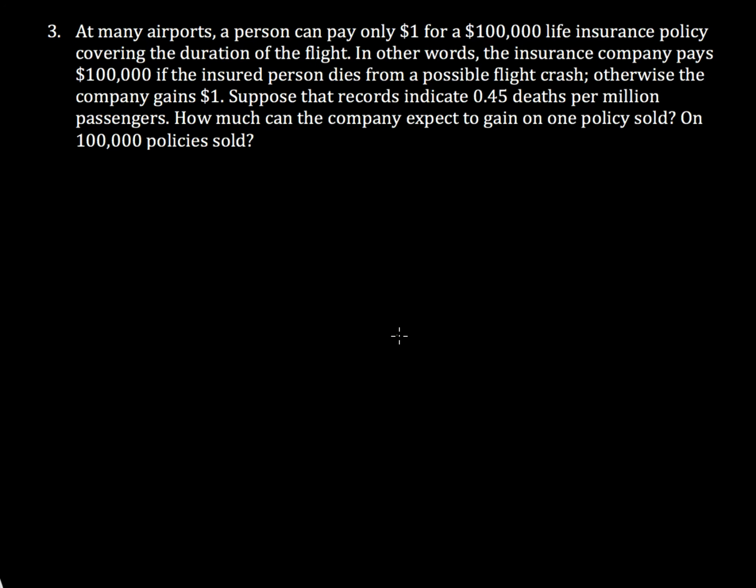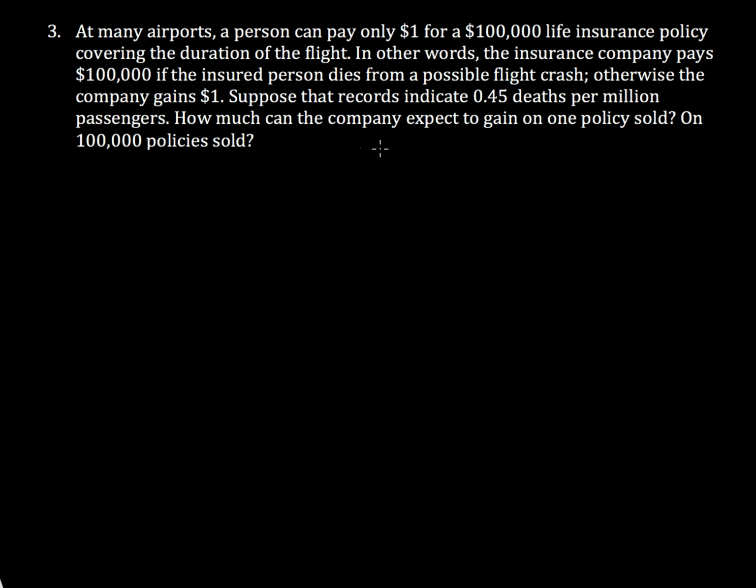Now in this next problem we have a situation. This is a real life situation. Sometimes when you go to take a flight, the airline or the airport will offer you a life insurance policy. It's a $1 life insurance policy that pays out $100,000 in the event that you end up dying on the flight. So in other words, $100,000 goes to the insured person's designated beneficiary, the designated recipient, if that person dies from a possible flight crash. Otherwise, the company just keeps the $1. So the records indicate that about 0.45 deaths occur per million passengers.